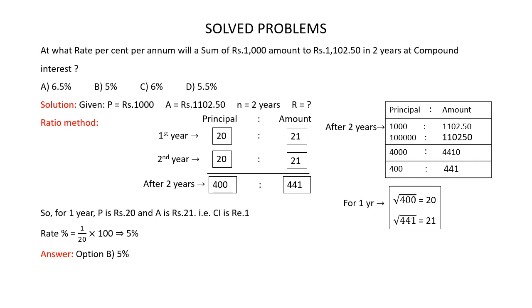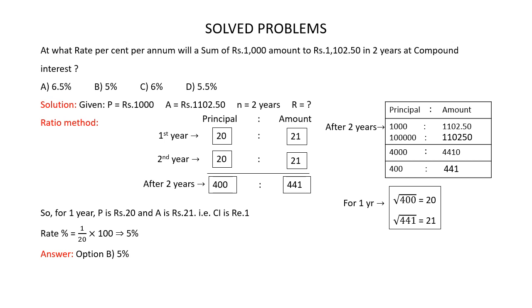Now, here it's given that after 2 years, principal is to amount is 1000 is to 1102.50. Now, we have to reduce the principal and the amount till we get a perfect square. Here, after removing the decimal point, we get principal as 1 lakh and amount as 1,10,250. Dividing these two by 25, we get principal is to amount as 4,000 is to 4,410. Dividing these two by 10, we get principal is to amount as 400 is to 441.